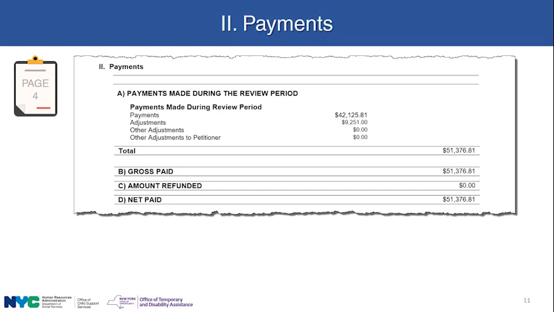When we look at the payment types, payments represent the sum of all payments received and recorded in the system within the review period. You will find a payment history attached to the end of the account statement.